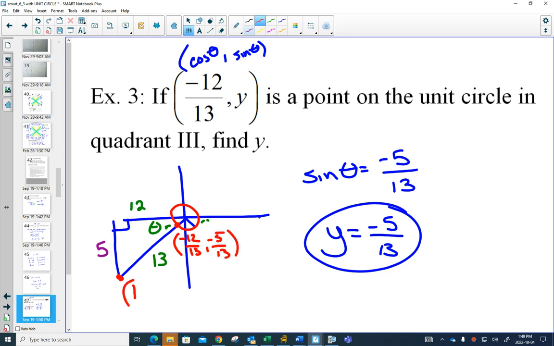This point down here is negative 12, negative 5. I went over 12, down 5. But proportionally, whether I use the big triangle or a little triangle, it works out to the same.